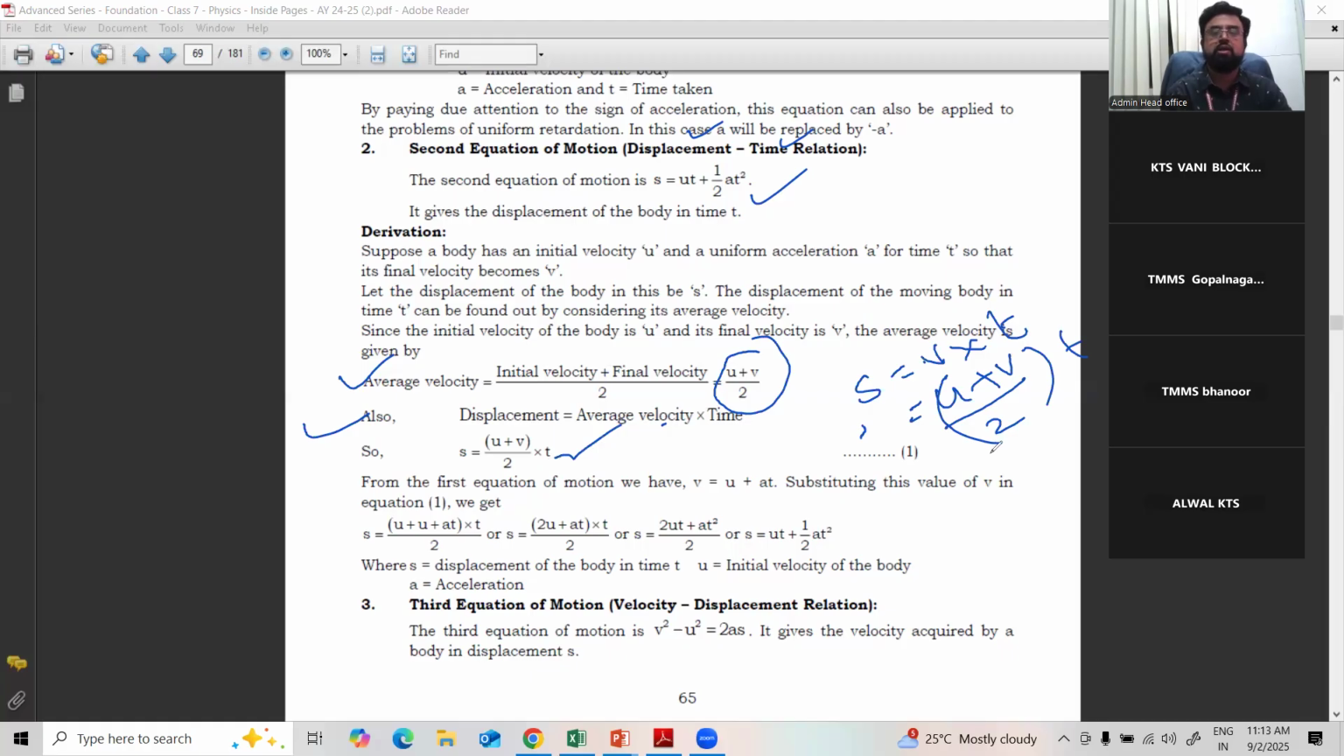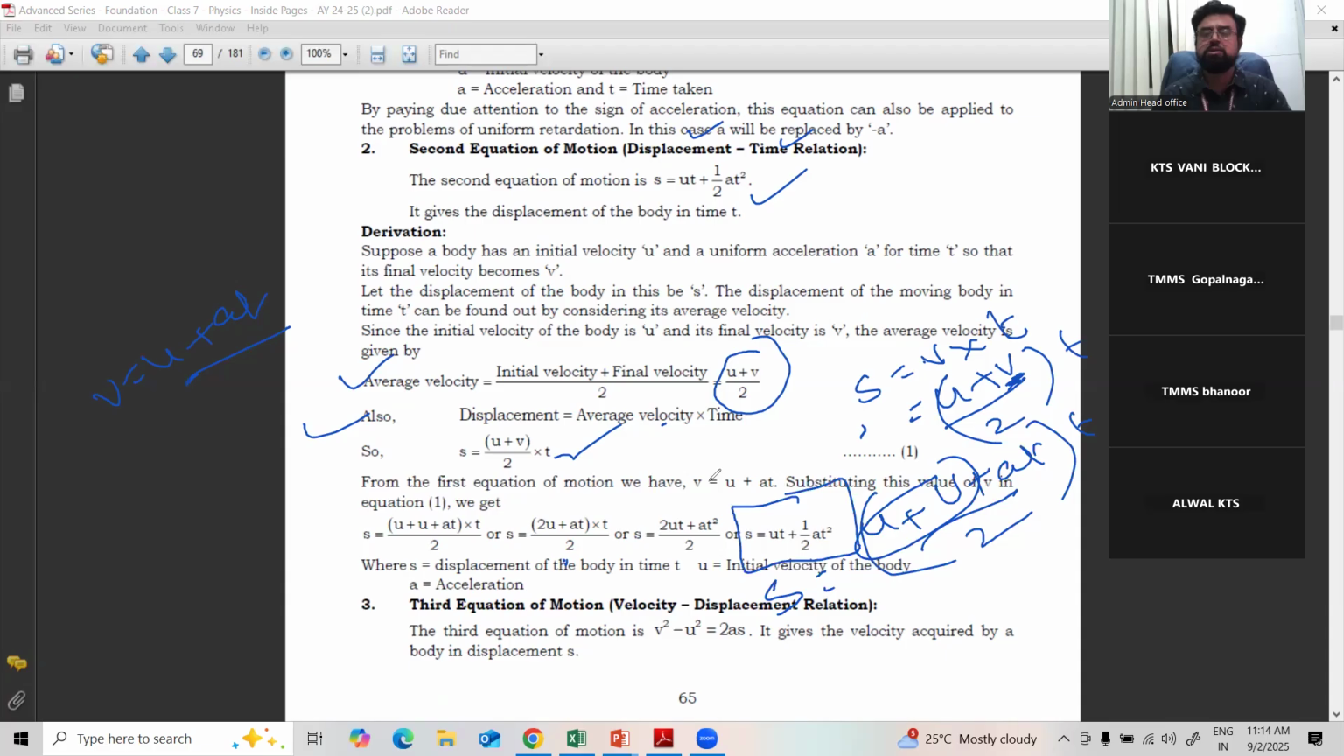Okay? Clear? From the first equation, v is equal to u plus at. In place of v, you can take u plus at. We are substituting the first equation in place of v here. So S is equal to (u plus u plus at) by 2 into t. u plus u is 2u, so we get (2u plus at) into t by 2. From that we get S is equal to ut plus half at square. It's very simple.